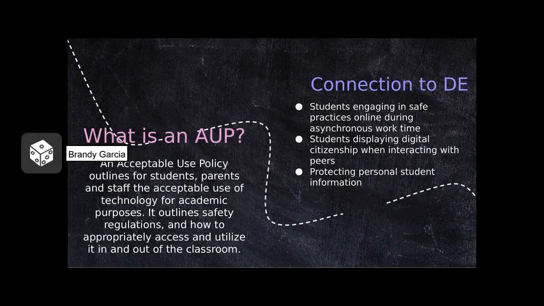An acceptable use policy outlines for students, parents, and staff the acceptable and appropriate use of technology for academic purposes. It outlines safety regulations and how to appropriately access and utilize it in and out of the classroom.